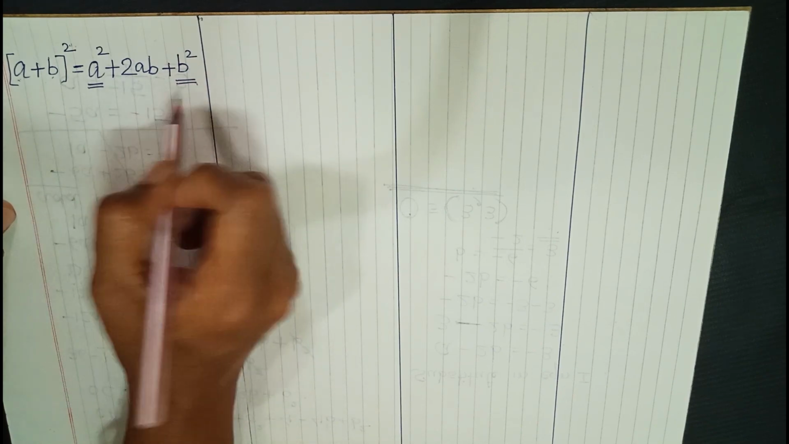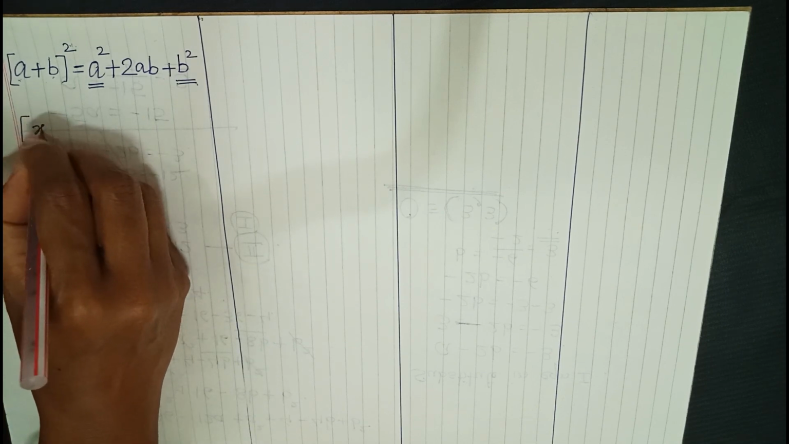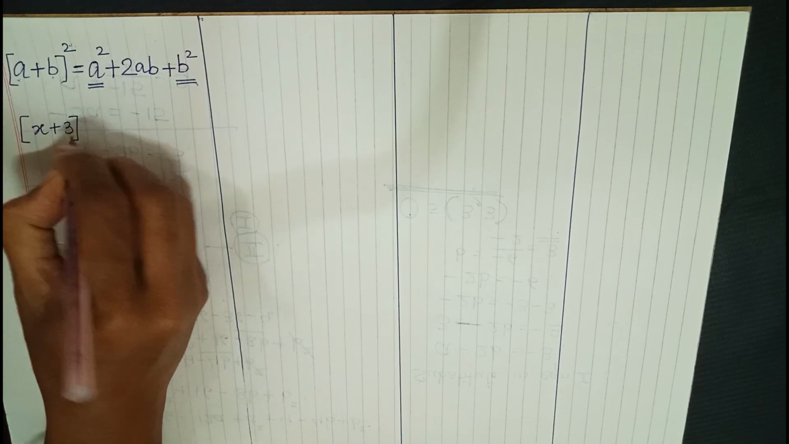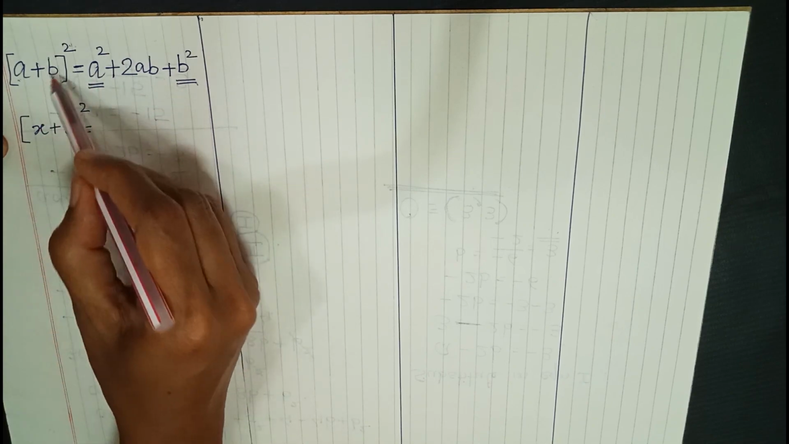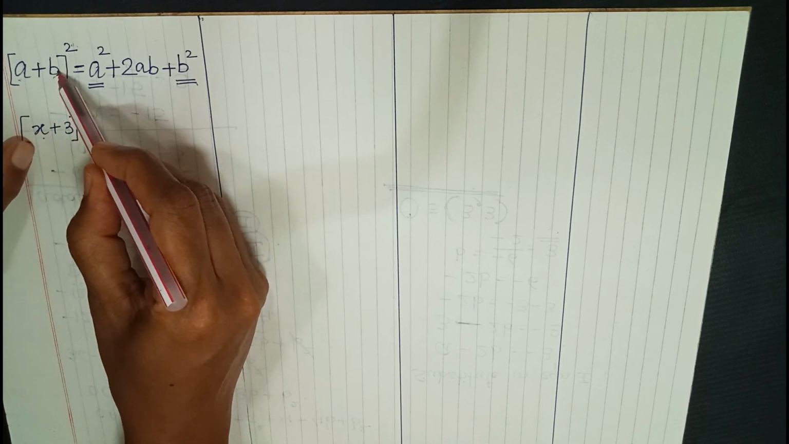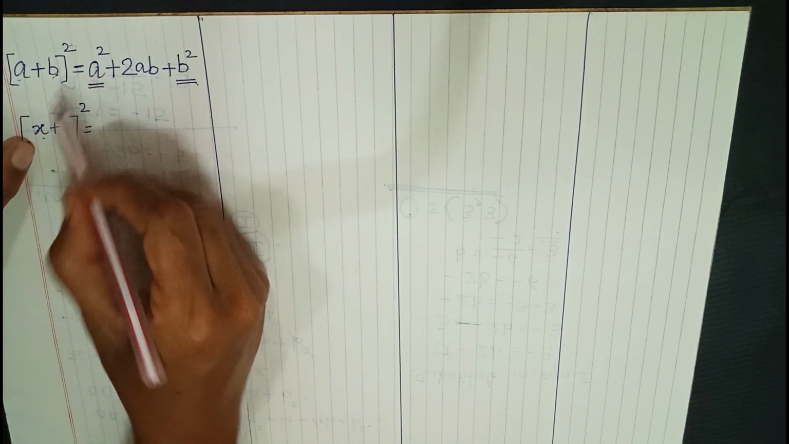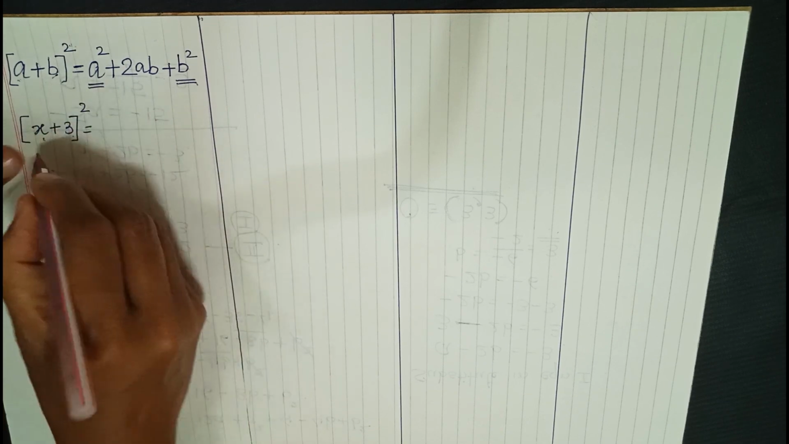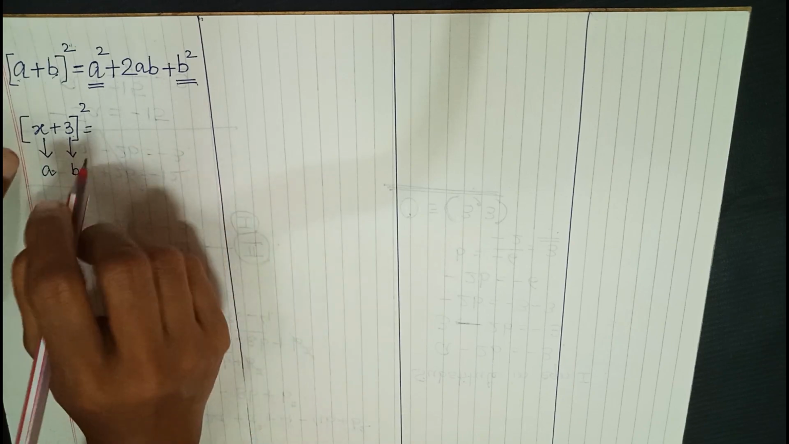So let's see very quickly one or two examples about this, how we do it. Let us say we have (x plus 3) the whole square. Now, using this formula, how do we expand it? If you compare it with the formula, instead of a we have x, and instead of b we have 3. So wherever in the formula we have a, we will be putting x. Now this term is a, and this term is b. So, let's use the formula.